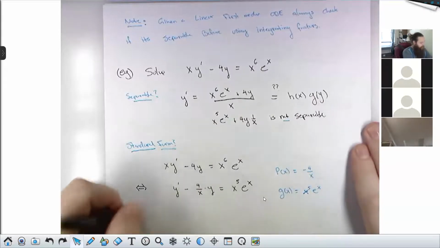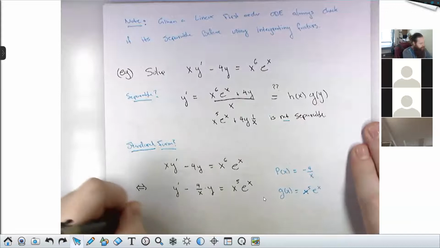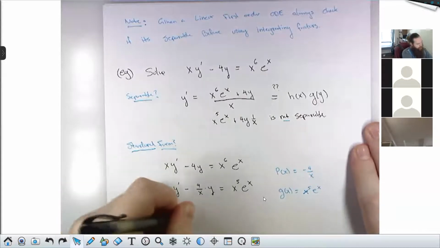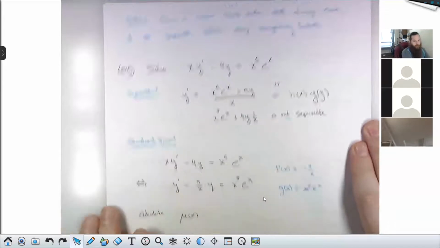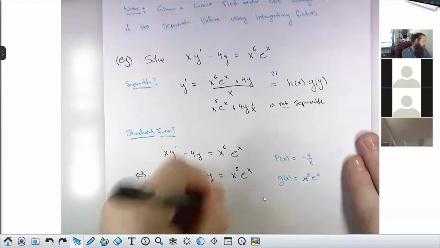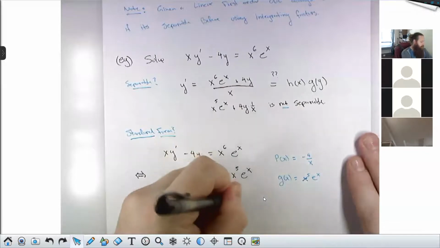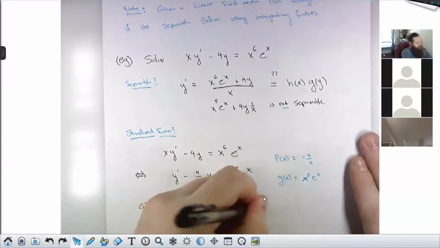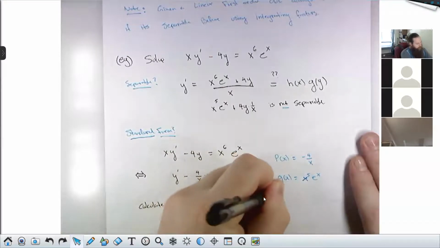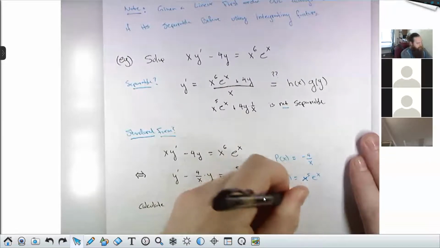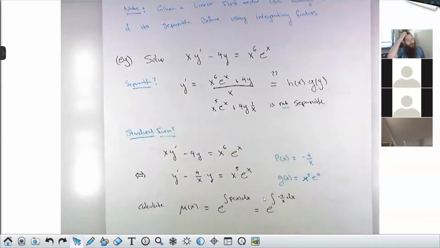So now, yep, find the integrating factor. Mu. That's going to be e raised to the integral of p of x dx, which is e raised to the integral of negative 4 over x dx. What's the integral of negative 4 over x?